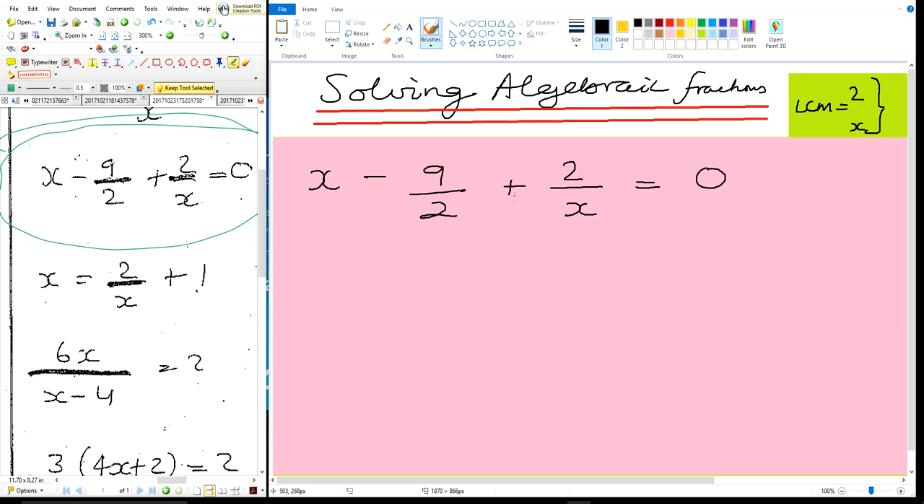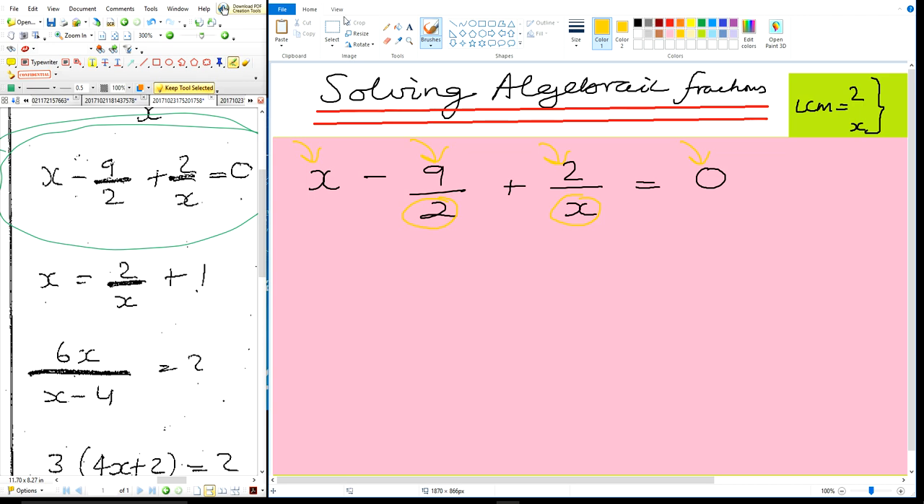In this next question, we have solving algebraic fractions. We have (x minus 9) over 2 plus 2 over x equals 0. Now, as we said before in the previous videos, we need to look at the denominators of these items here. So we have four items, and what we do to one, we must do to all of them.